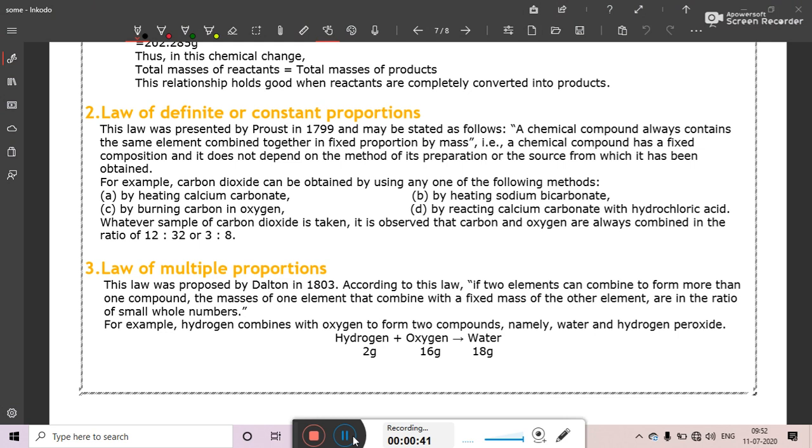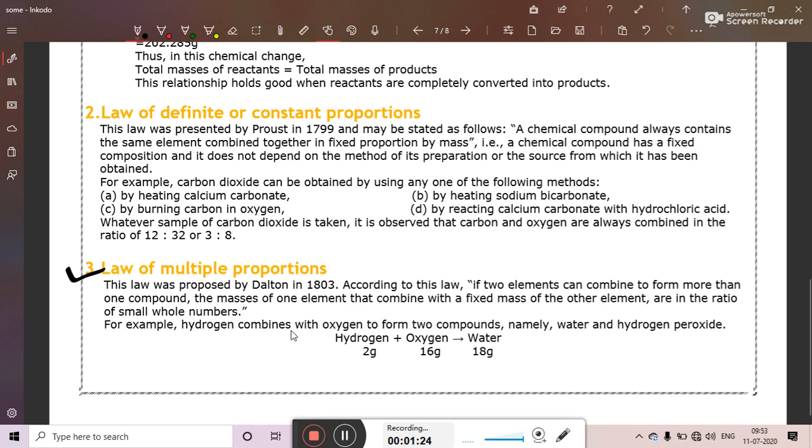So the third law, that is law of multiple proportion, states that this law was given by Dalton in 1803. According to this law, if two elements can combine to form more than one compound, the masses of one element that combine with a fixed mass of the other element are in the ratio of small whole numbers.